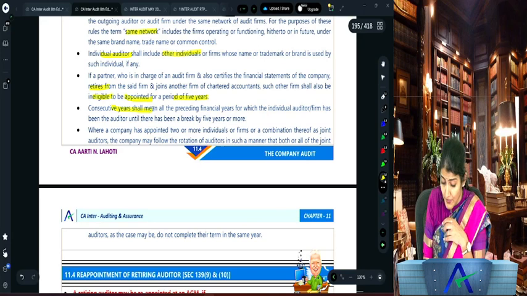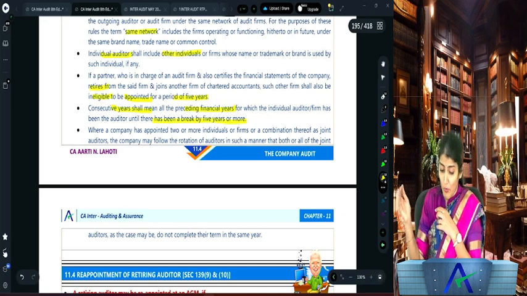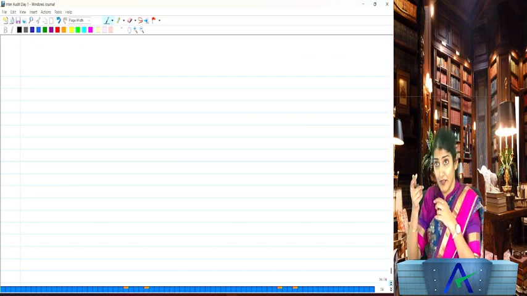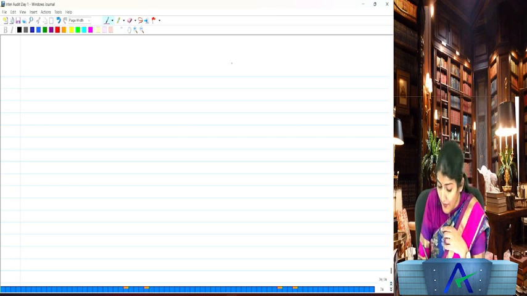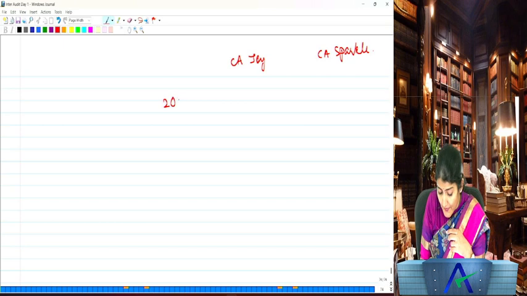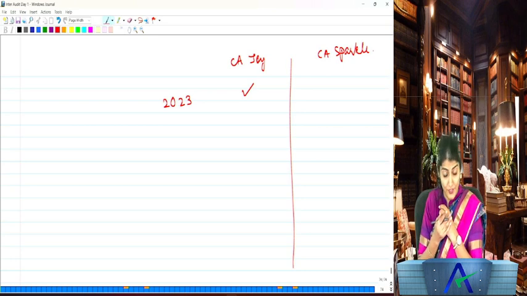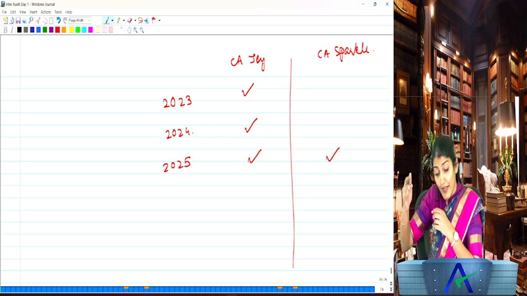Okay, then consecutive years shall mean all the preceding years until there is a break by 5 years or more, and where a company has, okay, right. So now, can a company have joint auditors? What is joint auditor? More than one firm of auditors has been appointed to do the audit. Okay, so say they have appointed CA Joy and CA Sparkle to do the audit. Okay, so when did they appoint CA Joy? Say they appointed in 2023, only CA Joy. So right now Sparkle has not been appointed. Right, then after that 2024, again CA Joy is appointed. Right, then 2025, what they did, they appointed CA Joy and CA Sparkle.